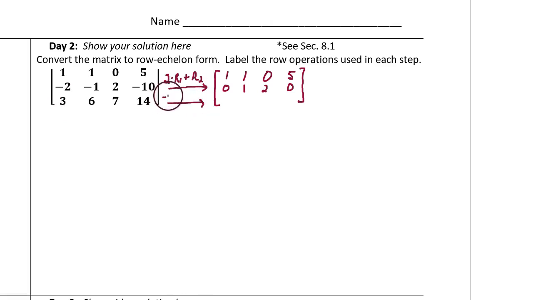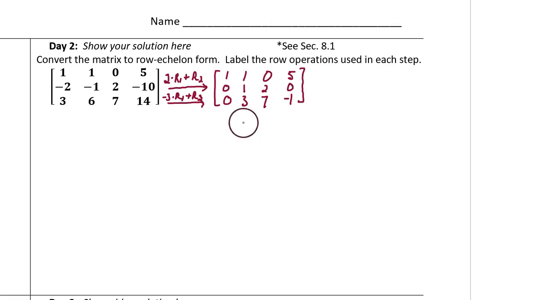We can take -3 times row 1 and add it to row 3 to create a new row 3. Let's talk it through. -3 times 1 is -3. When you add 3, it makes 0. -3 times 1 is -3. When you add 6, it's 3. -3 times 0 is 0, and add 7 makes 7. And -3 times 5 is -15, and you add 14, and that's -1.